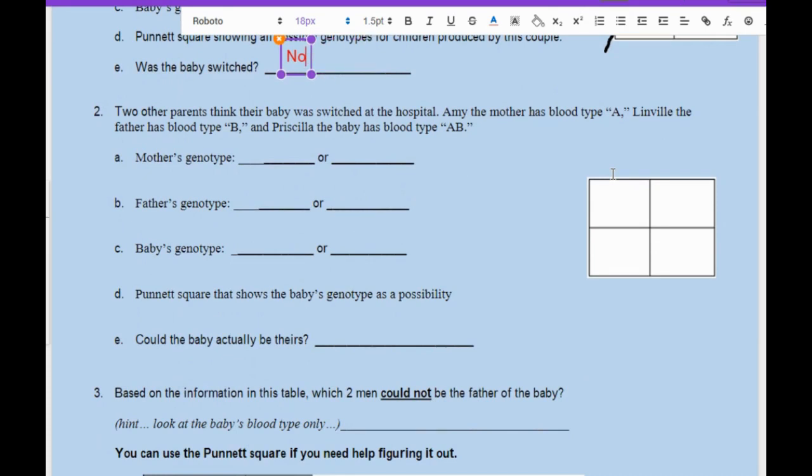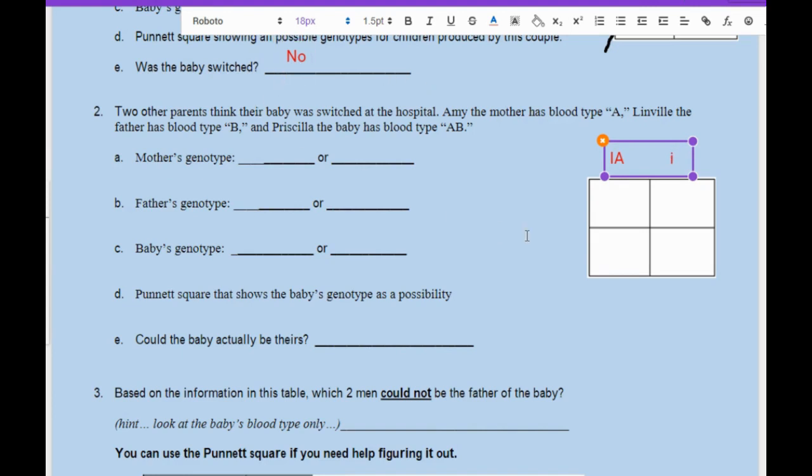Amy, the mother, has type A. I'm gonna have you guys do this. I'll start it out for you, then you're gonna have to do the rest. So I'm going to make her heterozygous. It doesn't say heterozygous, but I'm going to do it anyways. Big I A allele and an O allele.